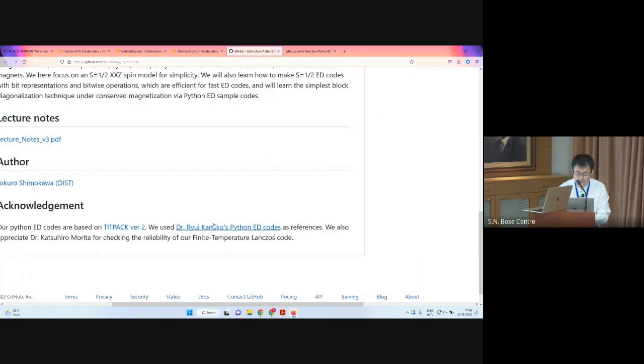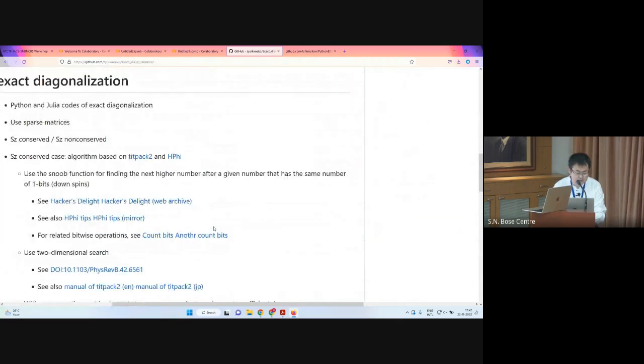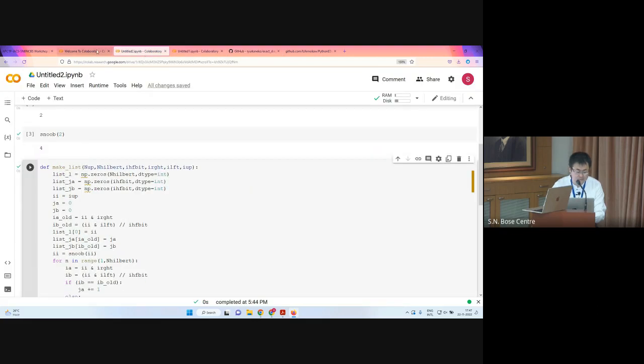Okay, I found a simple explanation about the function. The simple explanation is written in Kaneko-san's GitHub. The snoob function is used for finding the next higher number after a given number that has the same number of one bits. That means the same number of down spins. So let's see a concrete example.